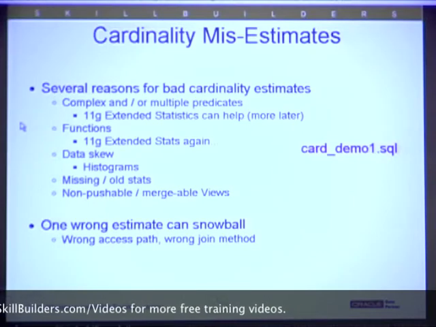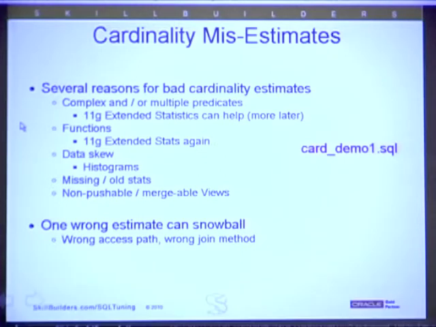Functions, we often do lower and upper when we do character searches, or perhaps trunc on a date column. So all of these functions totally mess up cardinality estimates. Data skew, we should be using histograms. But histograms, not perfectly, often become stale fairly quickly. Missing or old stats, that should be becoming more of a thing of the past. Certainly with the auto task that runs on a nightly basis, missing and old stats shouldn't be such a big problem.